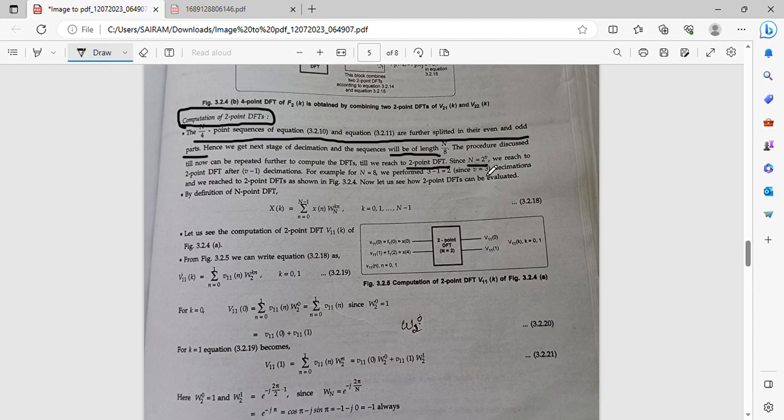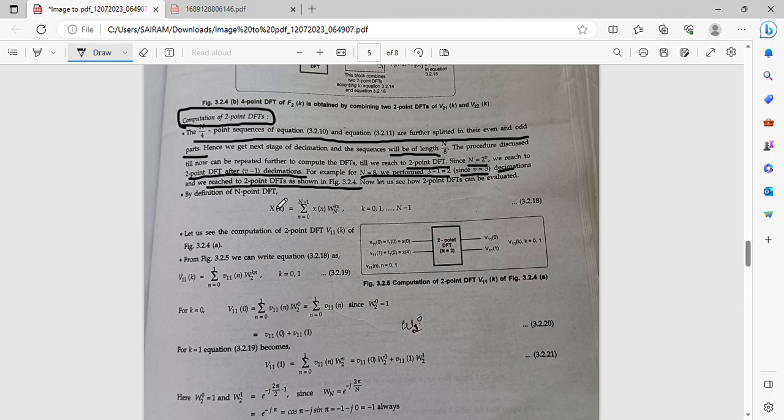Since n is equal to 2 to the power of v, we reach the 2-point DFT after v minus 1 decimations. For example, for n is equal to 8, v is equal to 3, so we perform 3 minus 1, that is 2 decimations, and we reach the 2-point DFT as shown in figure 2.4.